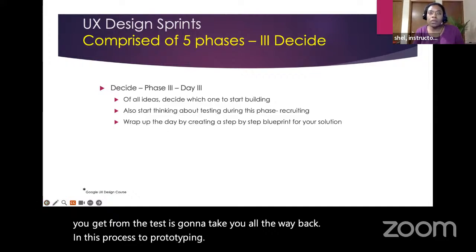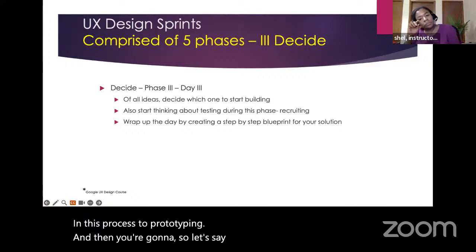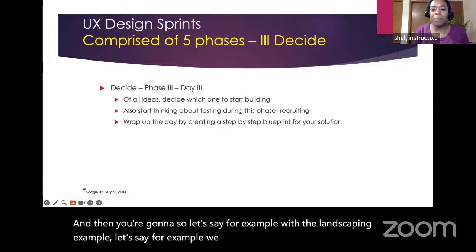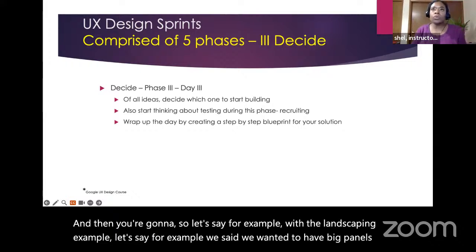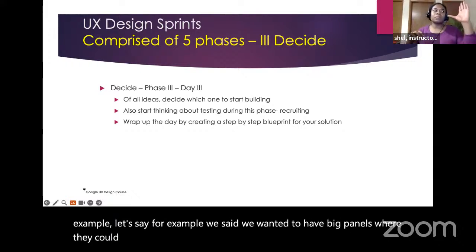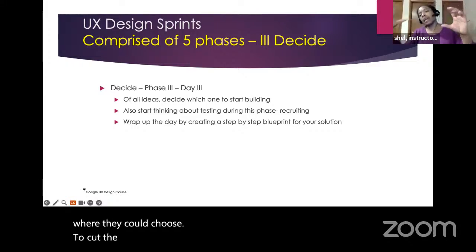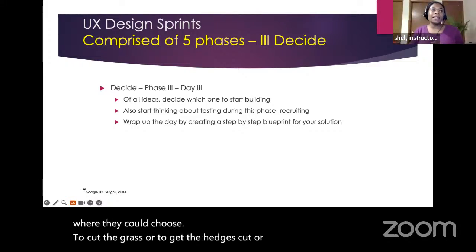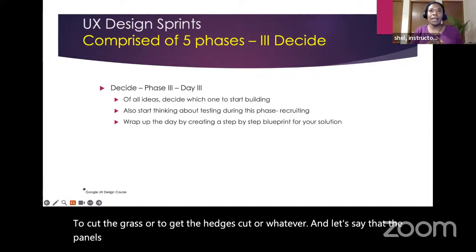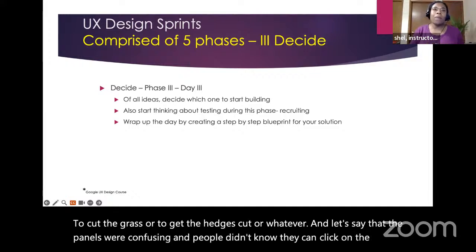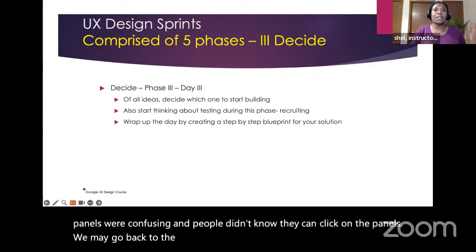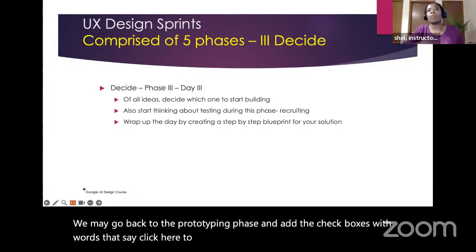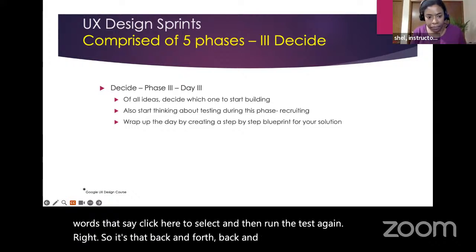So let's say, for example, with the landscaping example, we said we wanted to have big panels where they could choose to cut the grass or to get the hedges cut or whatever. And let's say that the panels were confusing and people didn't know they could click on the panels. We may go back to the prototyping phase and add check boxes with words that say click here to select, and then run the test again. Right? So it's that back and forth, back and forth.